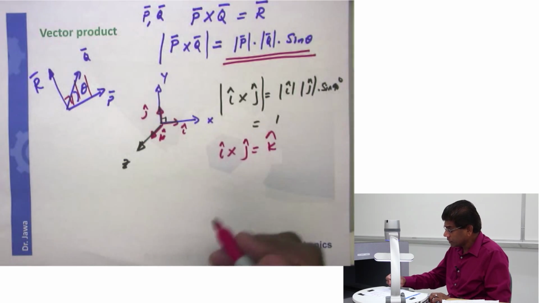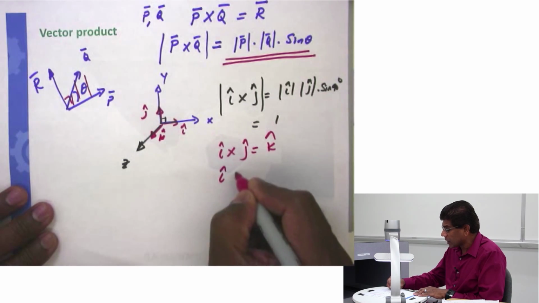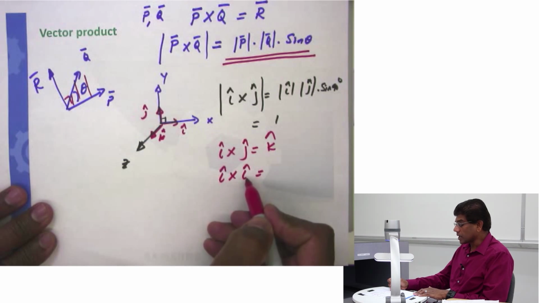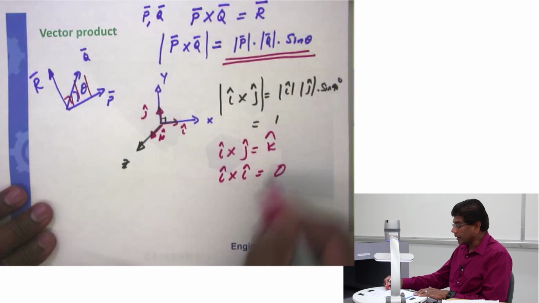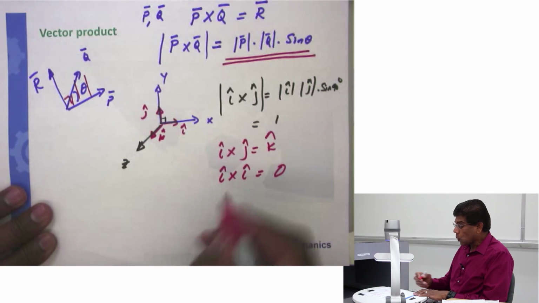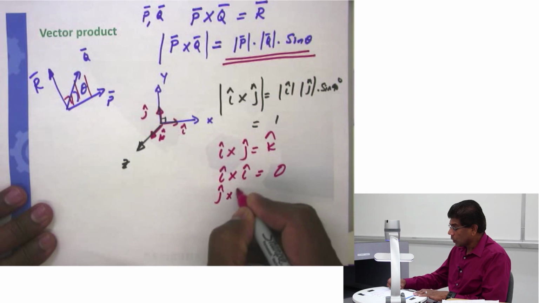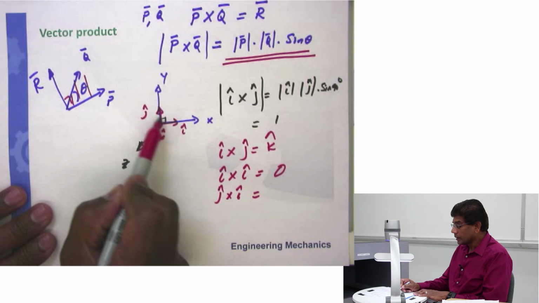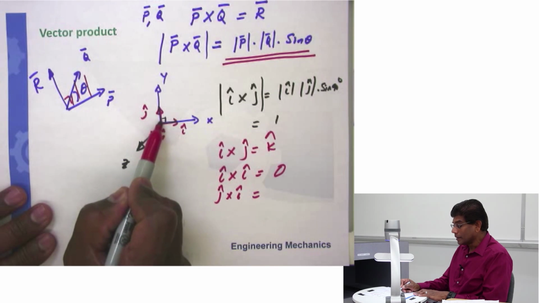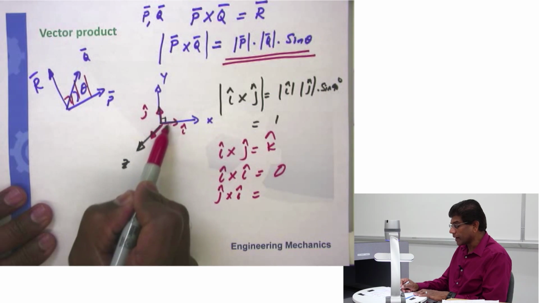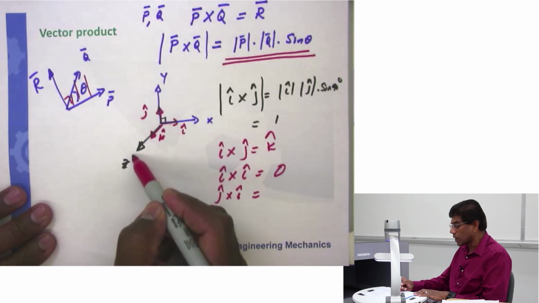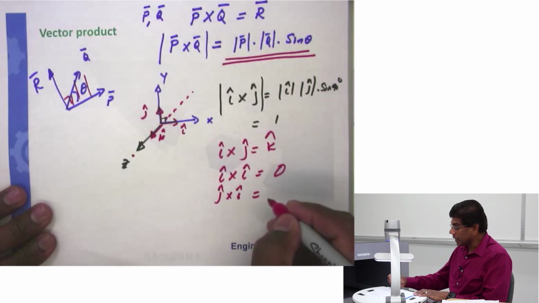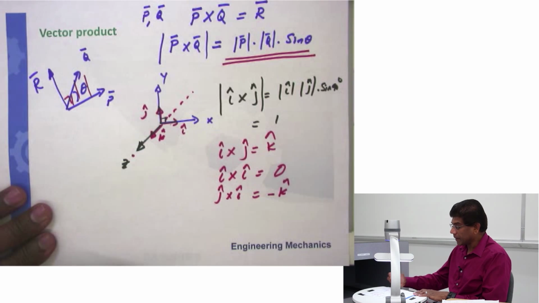All right. Now, just to conclude this discussion, what if I cross i with i? Well, you should know i cross i, the angle between them is 0, and therefore that's going to be equal to 0. What happens if I cross j with i? Well, that means I'm crossing j with i. That means the magnitude is going to be still 1. But if I use the right-hand rule to find the resulting vector, it is not going to be along positive z. It is going to be along negative z, meaning it is going to be negative k.